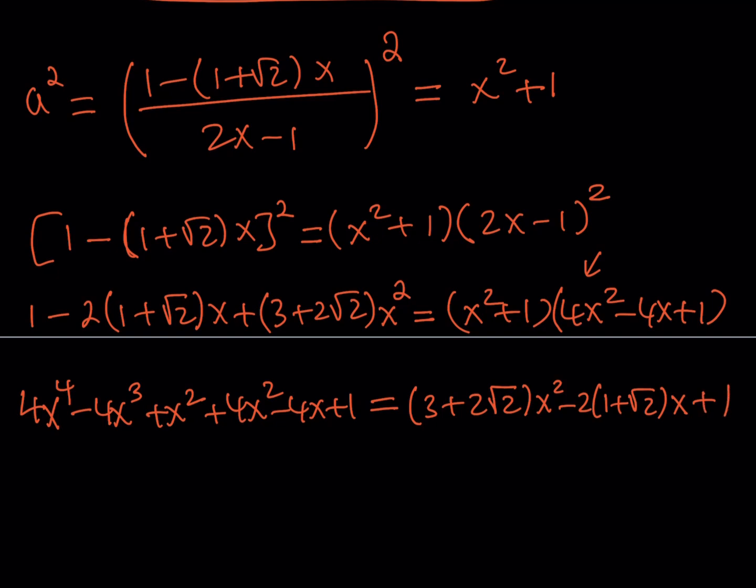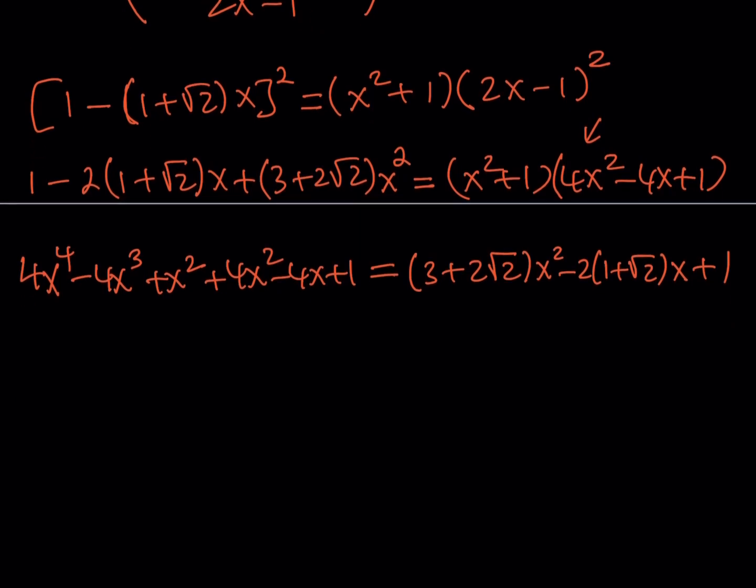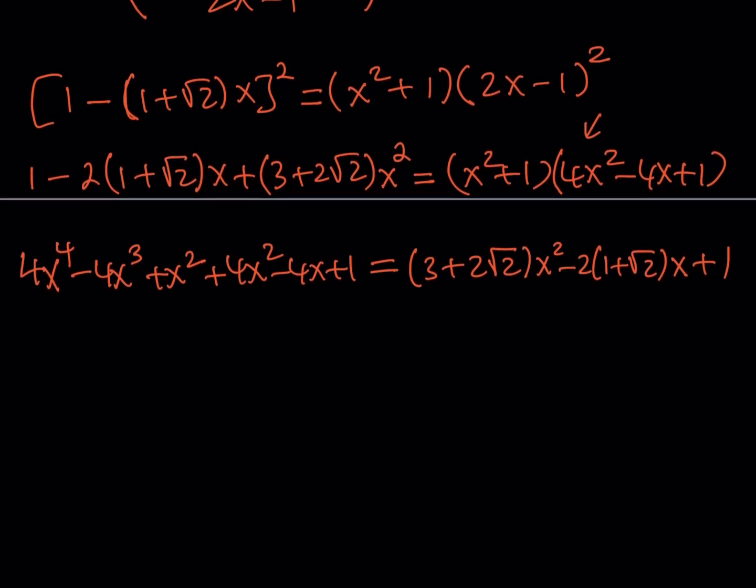Okay. Again, this looks complicated, doesn't it? It's like a quartic, and to make matters worse, we have some radicals, but don't worry about any of these things. We'll clear this out. How? Well, we have 4x to the fourth. Awesome. No x cubed on the right-hand side, so this is good. Now, I have x squared plus 4x squared, which is going to make 5x squared. So I'm going to get 5x squared, and this will be subtracted.